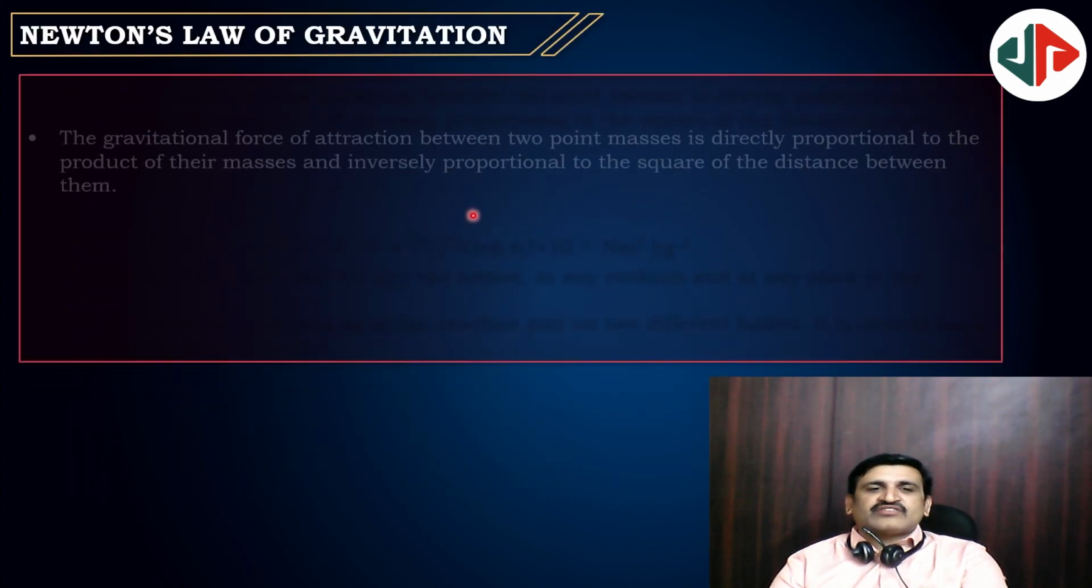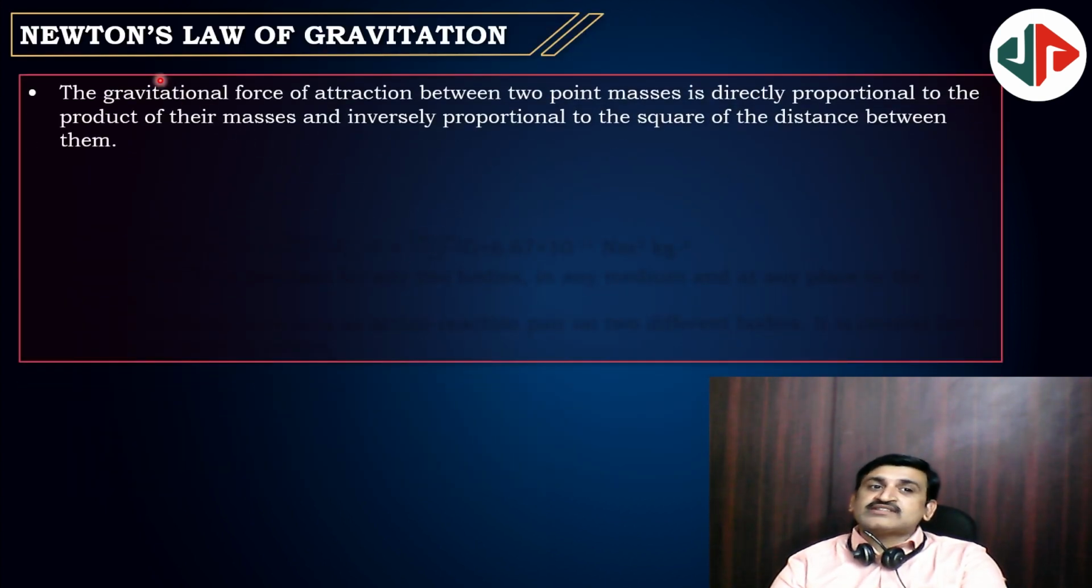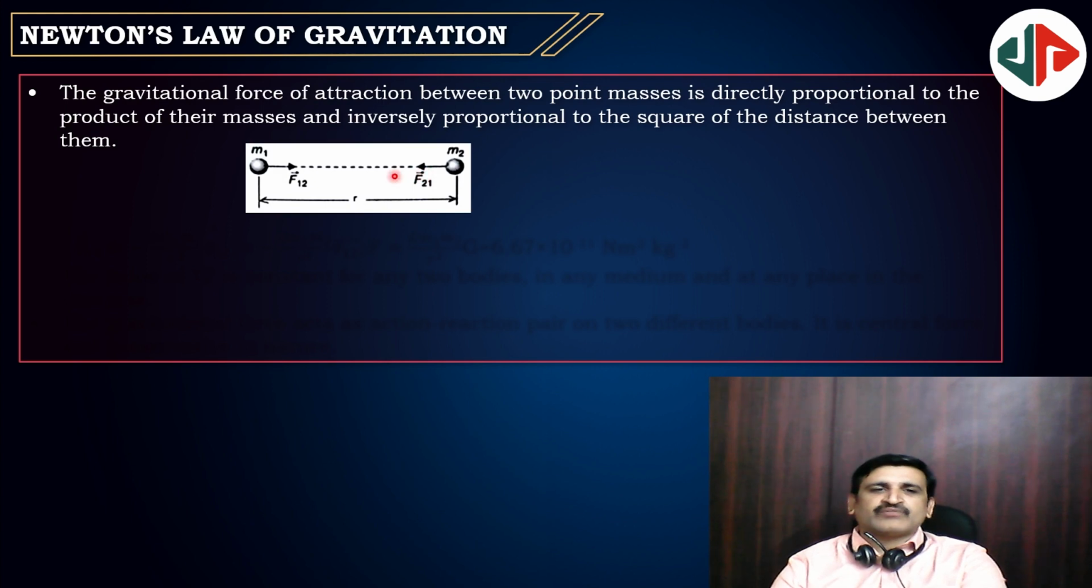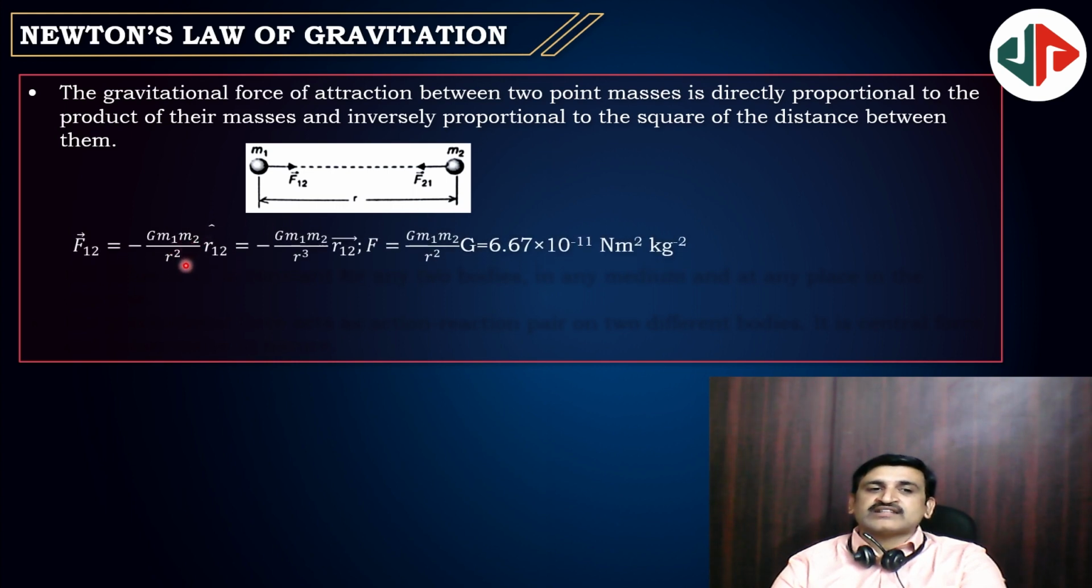Next, Newton's law of gravitation. Newton's law of gravitation is a universal law. Every body in the universe attracts every other body with a force F, which is equal to G m1 m2 by r square into r cap with a negative sign. Why? Because r cap will be in this direction and the attraction force is in this direction, so a negative sign will come. The G value is 6.67 into 10 power minus 11 N m square per kg square.